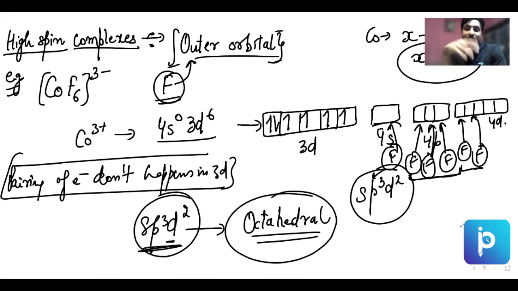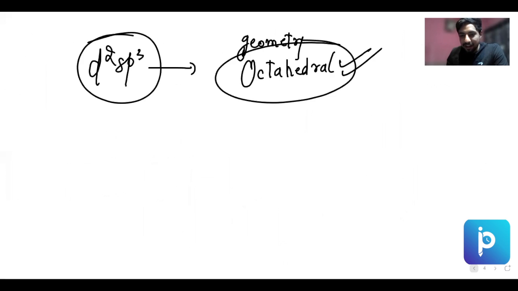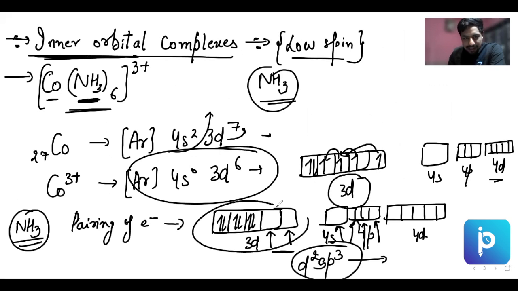Now there will be a question in your minds, sir, why is pairing happening in the low spin complexes and why is pairing not happening in the high spin complexes? What is the difference between them? What decides them to be outer orbital or inner orbital? That concept of pairing, right? Here the pairing of electrons was happening, which decided that inner d orbitals will be utilized, and that's why we came to know that the hybridization is d2sp3, right?